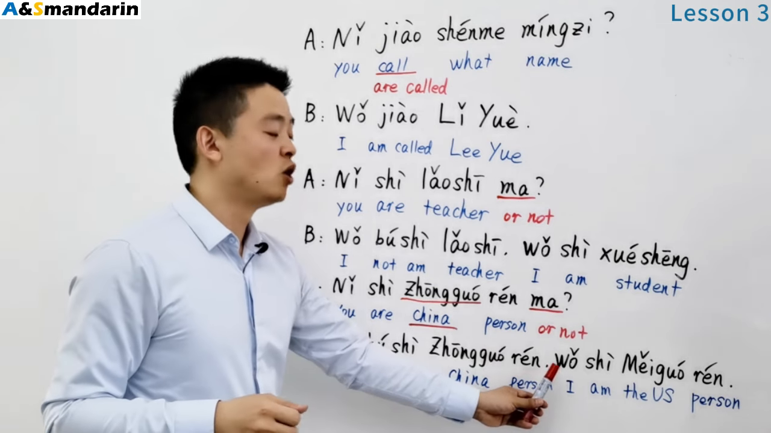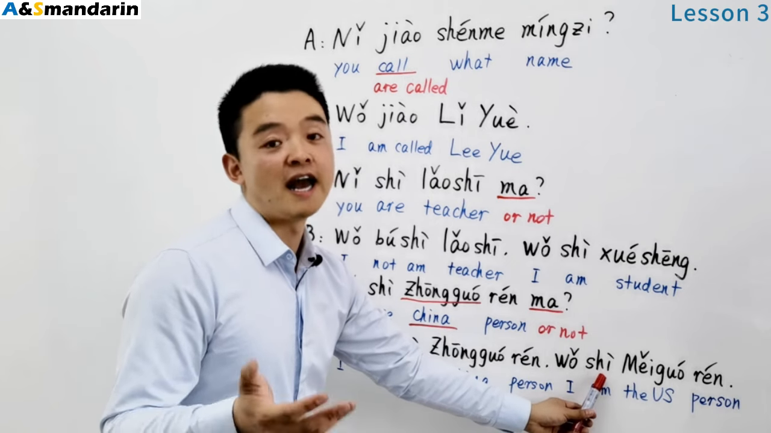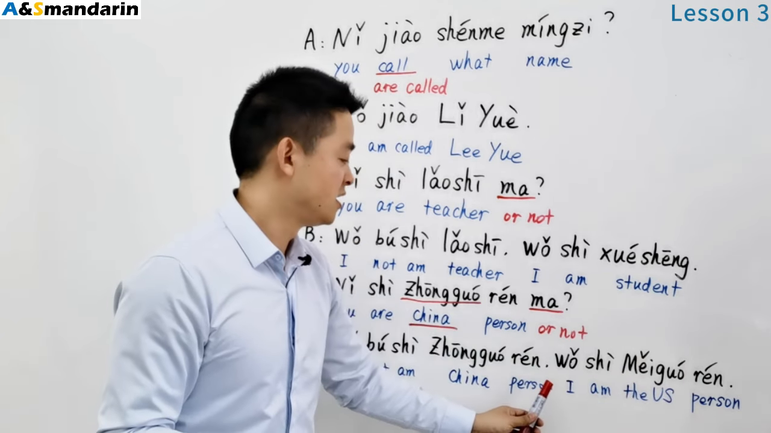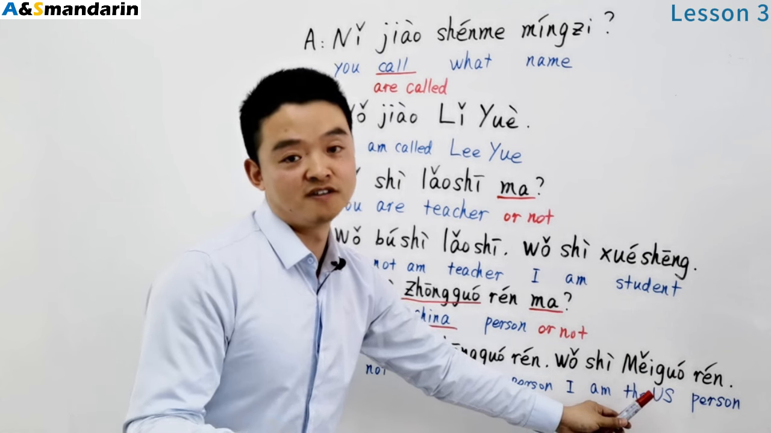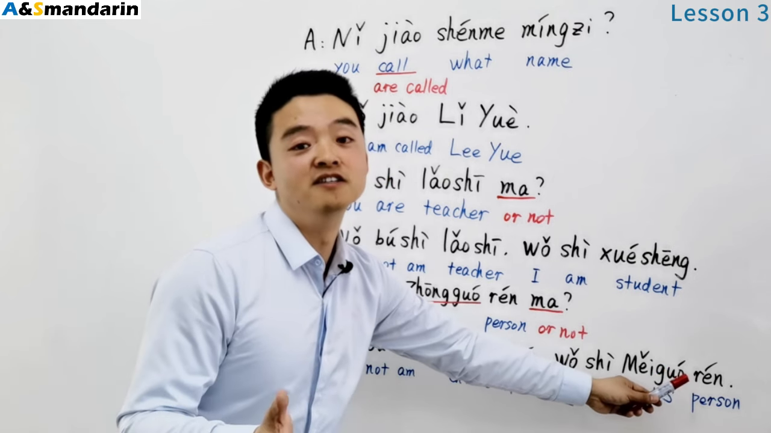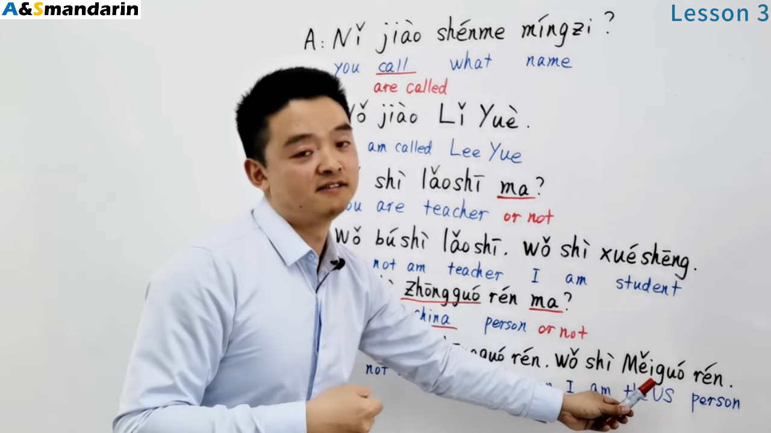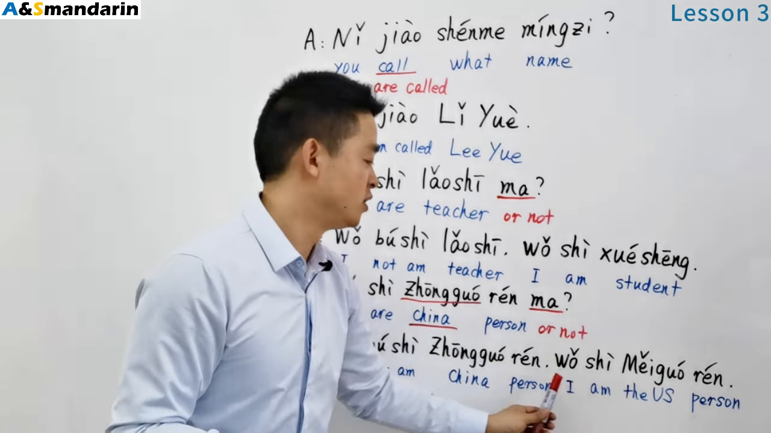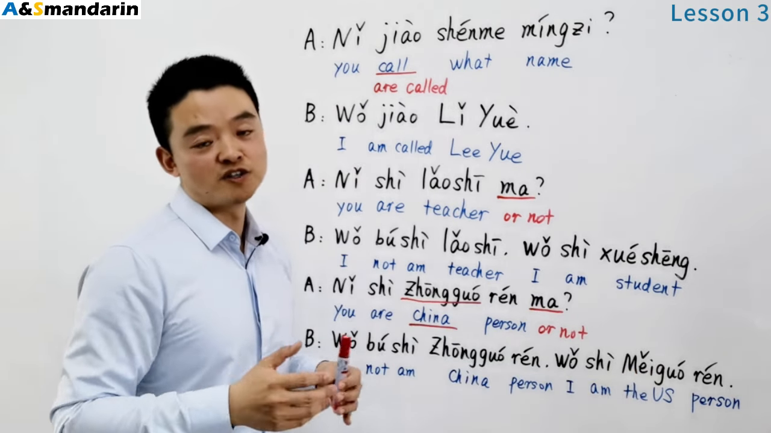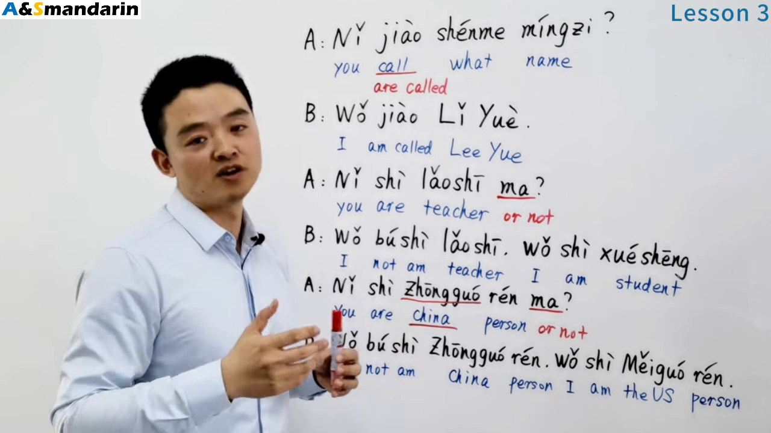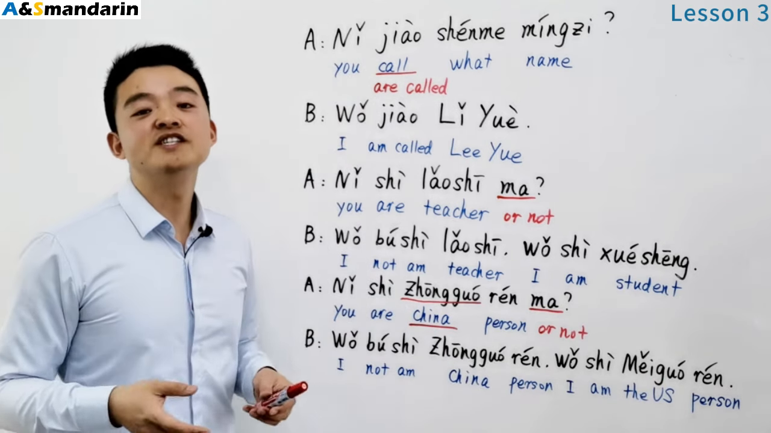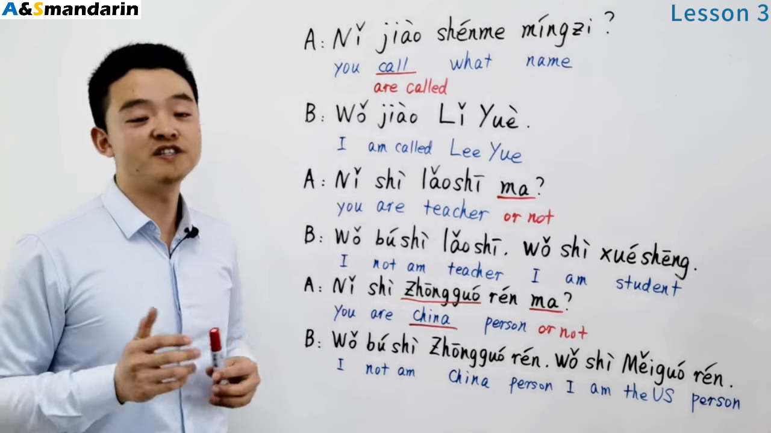I am not Chinese. 我 I, 是 am, 美国 the US, 人 person. I am the US person. You can see we have the name of the country 美国 again, and we have 人 person. 美国人 the US person, American. 我是美国人。I am the US person. I am from US. I am American. 我是美国人。Let's read text 3 again at slow and normal speeds.